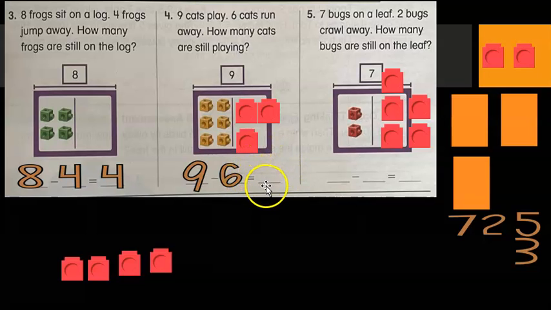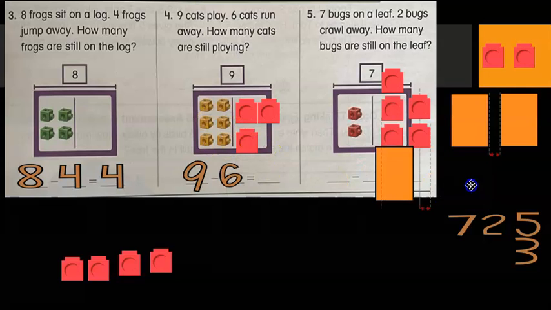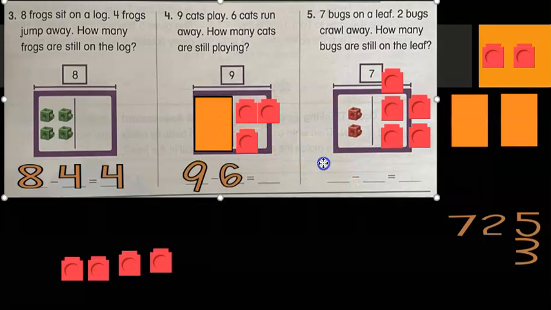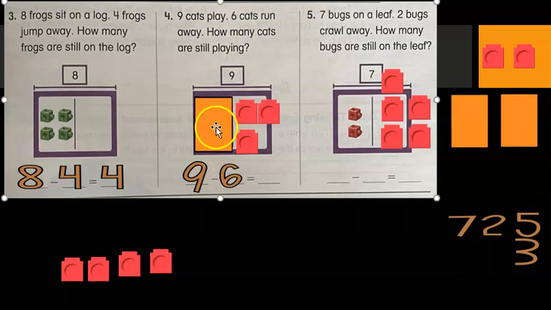Now we just need our answer here. How many cats run away? 6. 6 cats. So watch Mr. Begay. We gotta take 6 out of here, but watch me. Let me just cover this up. Okay, look at that now. You can't see that. There's no more cubes here. Okay? Now, how many red cubes are left? 3. 1, 2, 3.